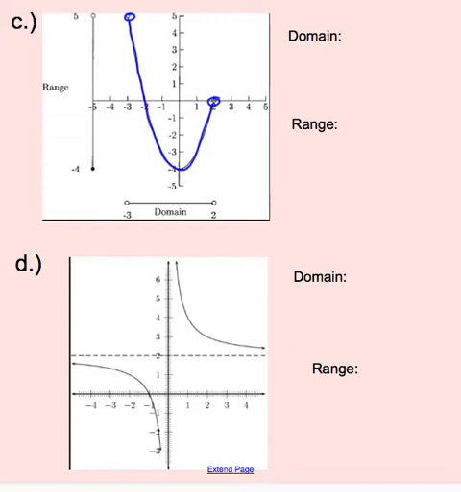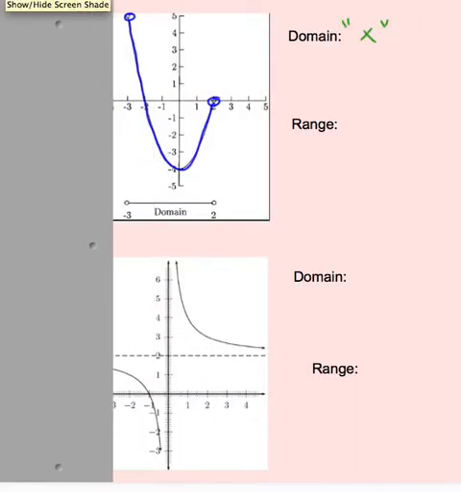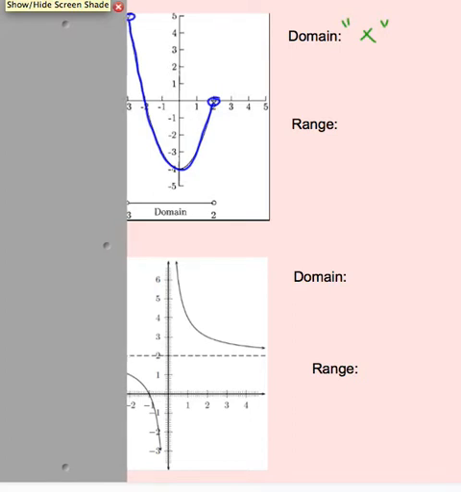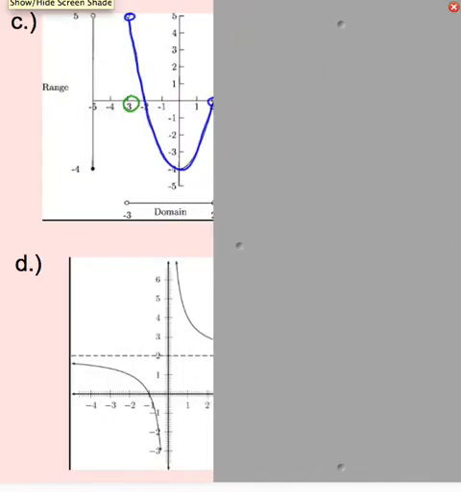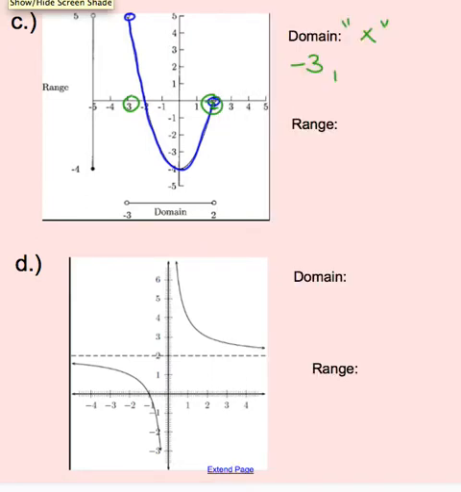You remember the domain is your x values. So if I go along the x-axis with my screen, on the farthest left, on the x-axis, it starts at -3. So that's where it starts. And now we close our screen. And on the farthest right, it stops at 2. Right here at 2. So we say that our domain falls between -3 and 2.